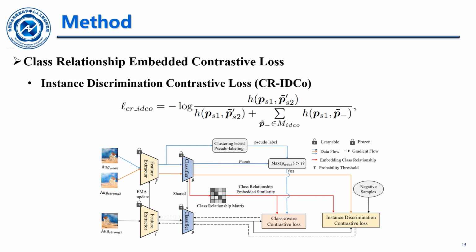The positive pairs are probabilities from the two strong augmented views of the same target sample. The negative samples are probabilities from other samples in the same training batch. This instance discrimination contrastive loss can learn discriminative features of target domain data. Next is the experiment section.